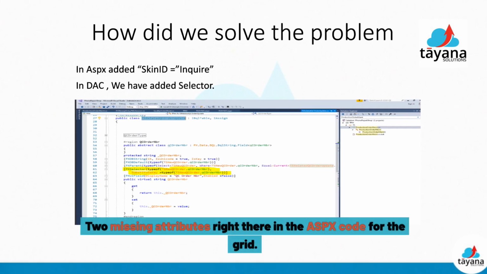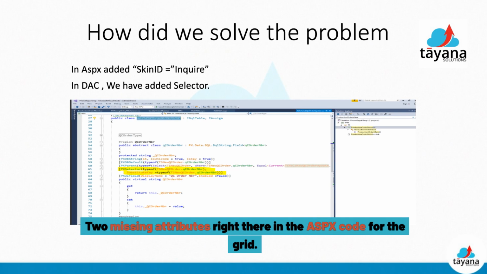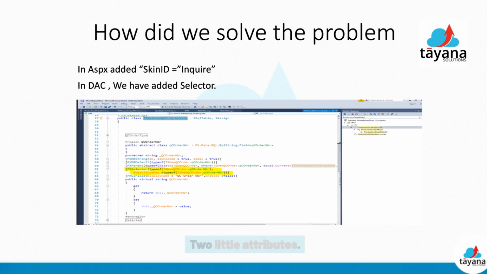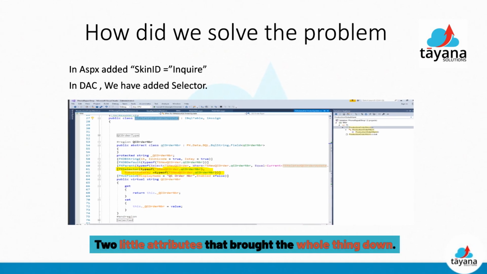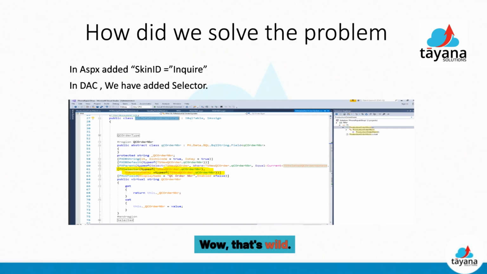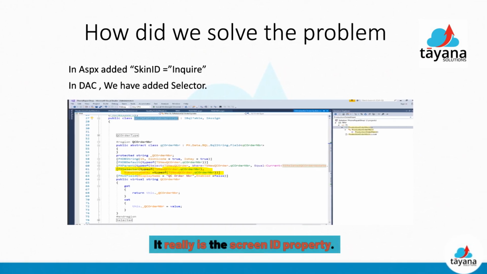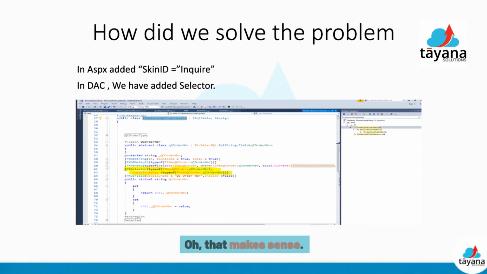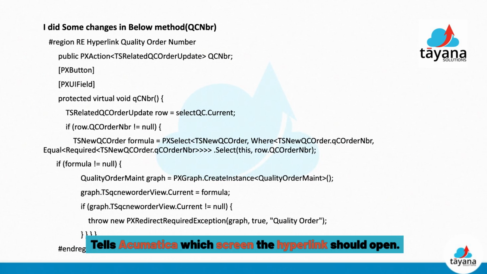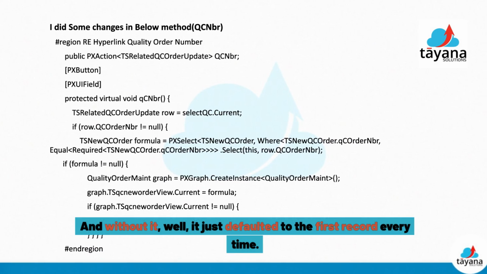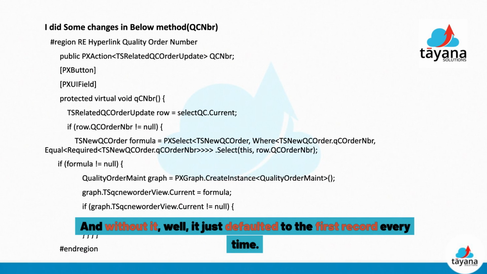What was it? Two missing attributes, right there in the ASPX code for the grid. Two little attributes that brought the whole thing down. Wow, that's wild. It really is. The screen ID property, that was one of them. That makes sense. It tells Acumatica which screen the hyperlink should open. Exactly. And without it, it just defaulted to the first record every time.